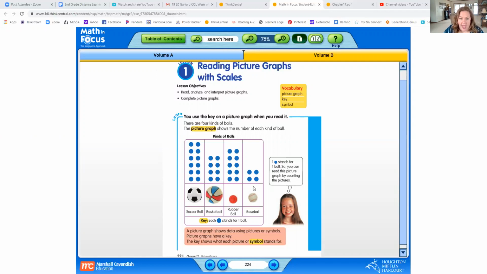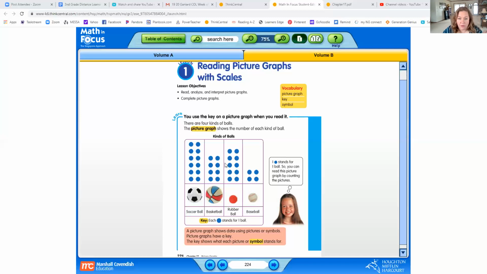So let's take a look at the baseballs, for example. We can tell by this picture graph that there are 4 different kinds of balls we're learning about, and how many baseballs are there? Because there is one blue circle and the key says that each blue circle stands for one ball, that is our scale. We have a 1-to-1 scale. So for each blue circle, we have one baseball. And this picture will show us that we have 1, 2, 3, 4 blue circles, which means we have 4 baseballs. We can do the same with each of the other kinds in this picture.